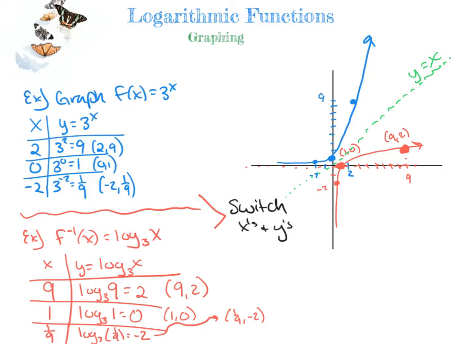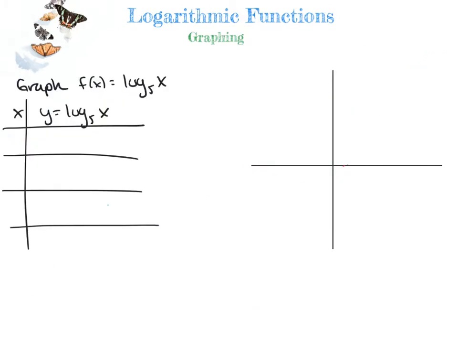Let's graph another logarithmic function that's a little bit different than log base 3 of x. For our next example, let's graph log base 5 of x, and let's not worry about its inverse function, which is 5 to the x. So I'm going to be carefully picking some x values that make my logarithm easy to calculate without a calculator. One x value I can always pick is 1.